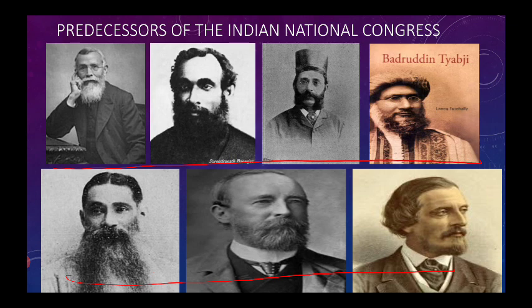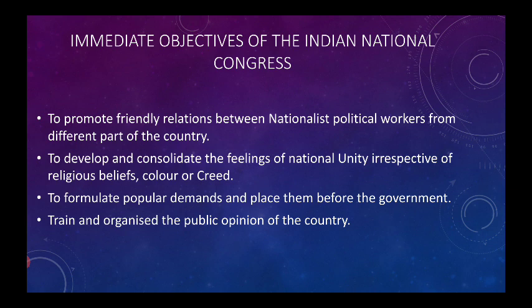So why did they do this? Why did they want to have this organization? What was the intention of having this organization at this time? And what were the objectives? Objectives means what they really wanted from this organization. The first session of the Indian National Congress was held in Bombay in December 1885, as we know, from 28th to 31st December. And W.C. Banerjee was the first president.